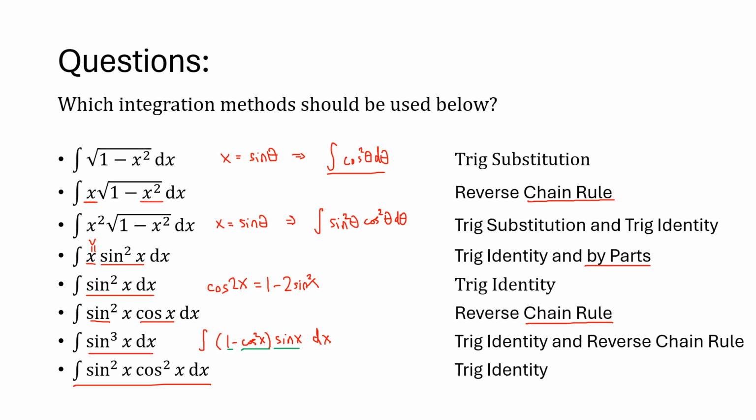Last but not least, the final integral is rather tricky. One way to solve this is to observe that sine x cos x is just a half sine 2x. Therefore we can rewrite this integral as a quarter sine squared 2x. I'll wave my hand and say that we do know how to integrate such functions, and therefore we are done.